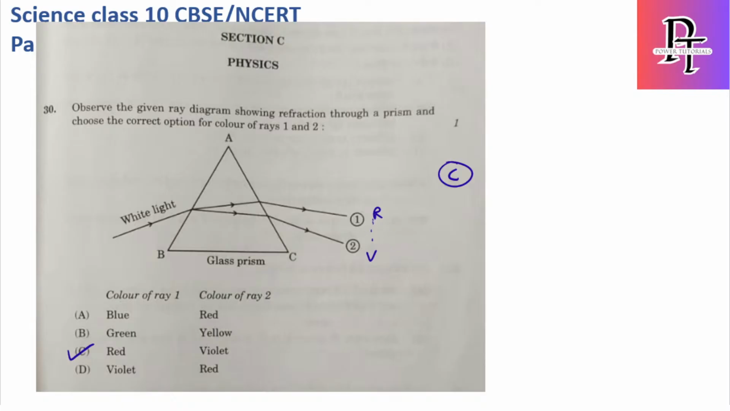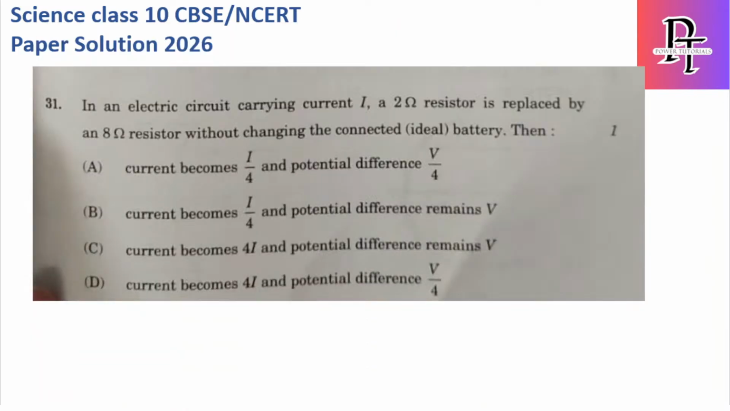Okay, let's move to the second question. And if you want the actual series, it should be VIBGYOR. So it is violet, indigo, blue, green, yellow, orange and red. Yes, VIBGYOR is the proper series in which top will be red and bottom will be violet. Okay, second question.